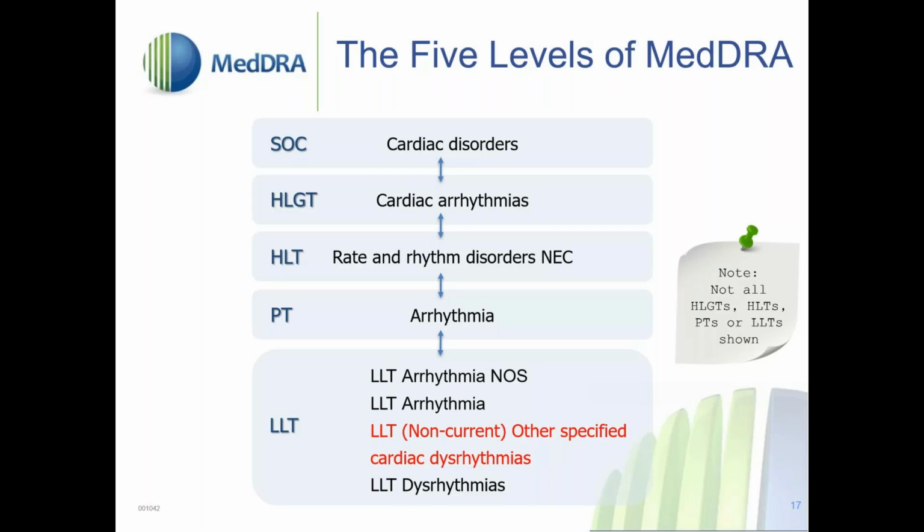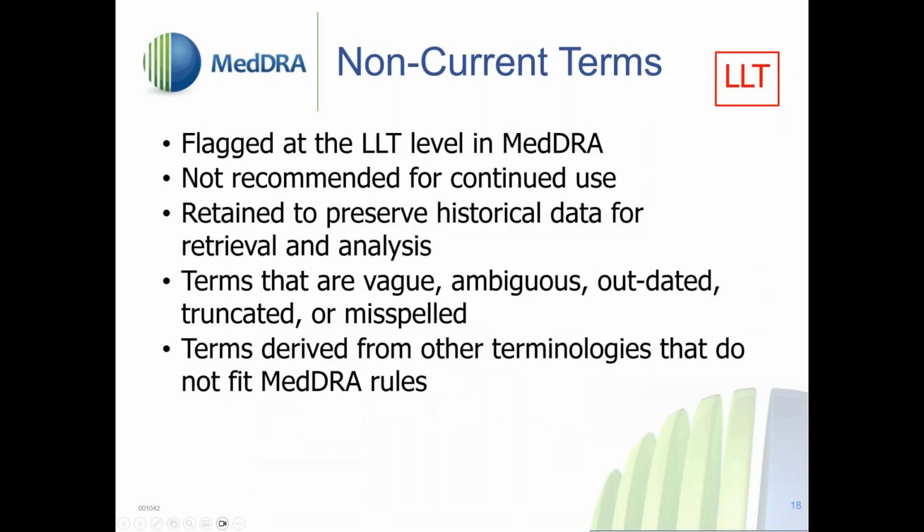But you also notice that one of them is red, and it says non-current, which is the LLT of other specified cardiac dysrhythmias. So we do have non-current LLTs that exist in MedDRA, and the non-currency only occurs at the LLT level. A bit more detail on the non-currency. So within MedDRA, you're going to see non-current LLTs with a red box. Non-current LLTs are only there for historical data purposes. So they can be there if you have legacy data or if you are interested in data previously mapped to previous versions of MedDRA.